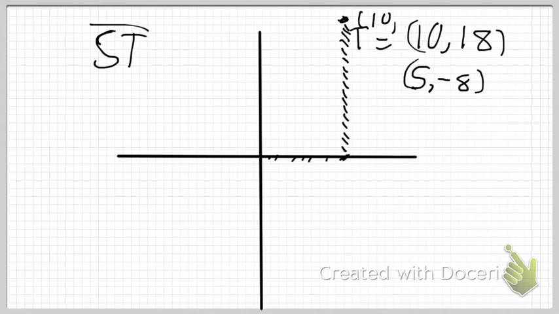So we have (10, 18). Then the other one's (5, -8). 1, 2, 3, 4, 5. Go down 1, 2, 3, 4, 5, 6, 7, 8. Now this one's a bit tricky because it is a very long line. I'm going to do it in yellow because why not? I'm going to continue it a little bit. Something like that. I know that's not perfect, but again, using my finger, and this is a demonstration.